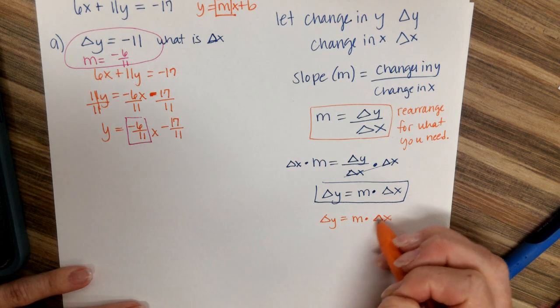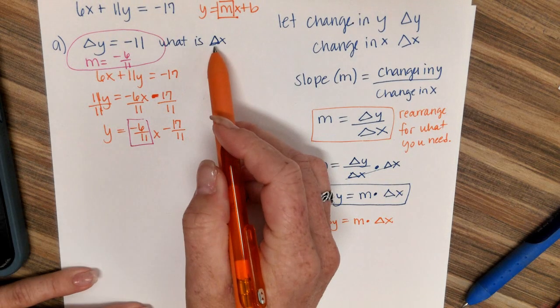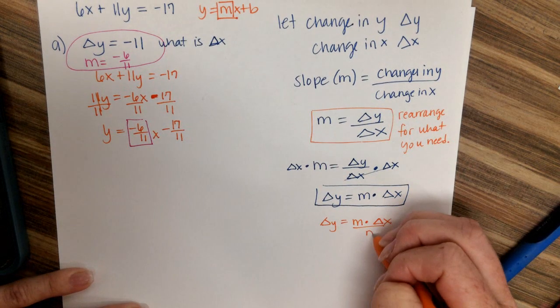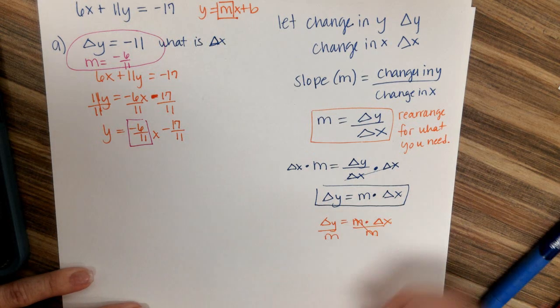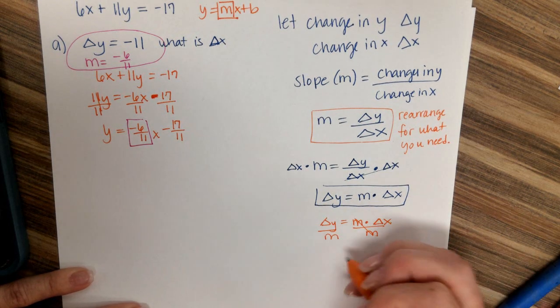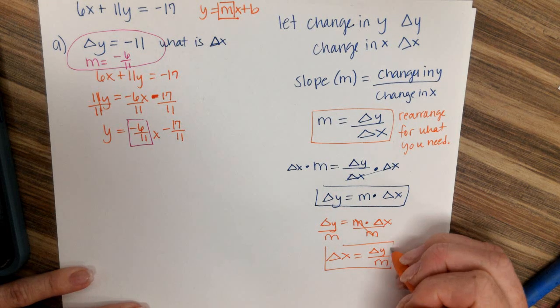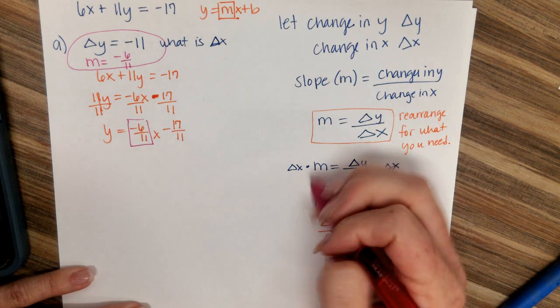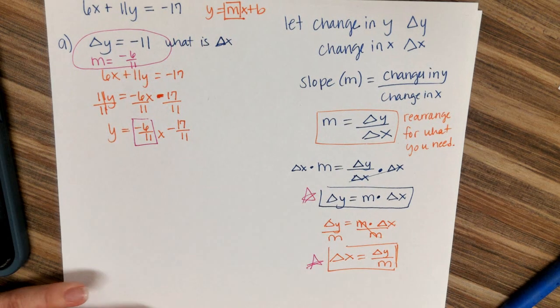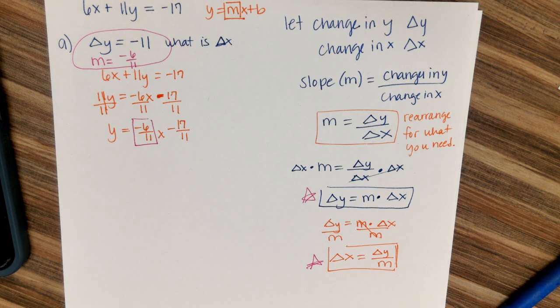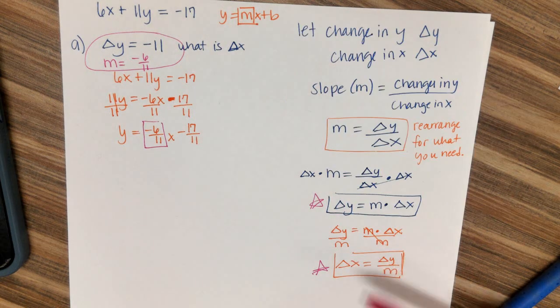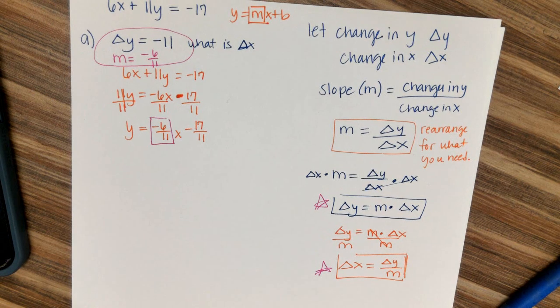So if I want to get the change in x by itself, because that's what I'm trying to solve for, then I would simply divide by m. That cancels out, and I have, and I'm going to write it from left to right, the change in x is equal to the change in y over the slope. So these are your two formulas right here, this one and this one. They're going to help you with each part of this question. So basically you had to do this and then this to figure out each part of this question.